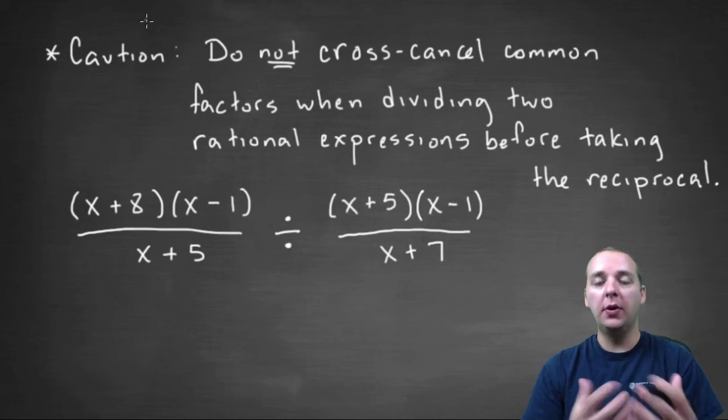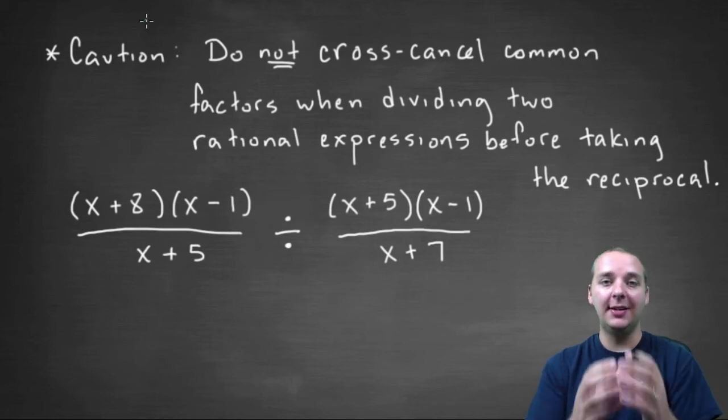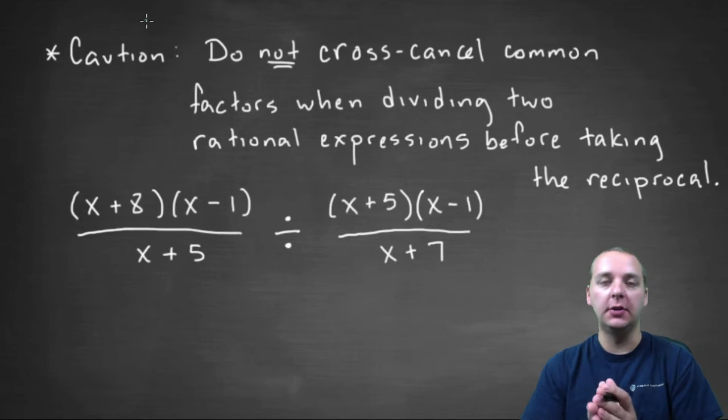We already know that if you want to take one rational expression and divide it by another rational expression, what we actually do is instead multiply by the reciprocal of the divisor. The divisor is the second rational expression, and having a multiplication problem is a lot easier than having a division problem. But there's a very common mistake that students make a lot that I want you to watch out for.